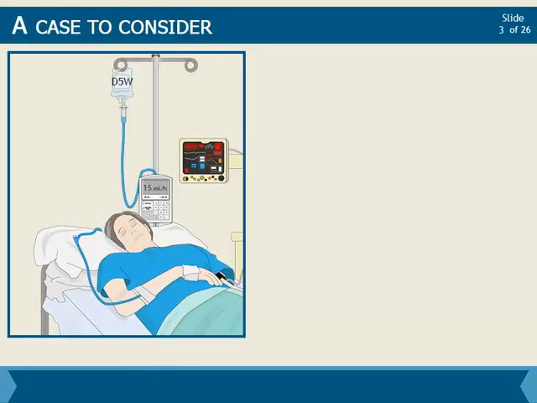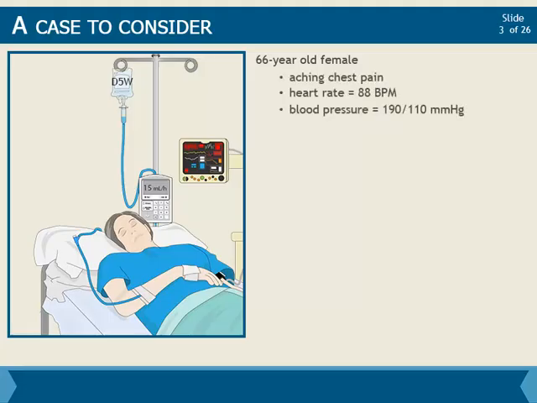To start thinking about dead volume again, consider the following event. A 66-year-old female patient was admitted to the emergency room with aching chest pain, elevated heart rate, and high blood pressure. They have been experiencing chest pain for over 2 hours. The patient needed her blood pressure brought under control and medication to slow her heart rate while she underwent diagnostic tests to assess the condition of her heart.